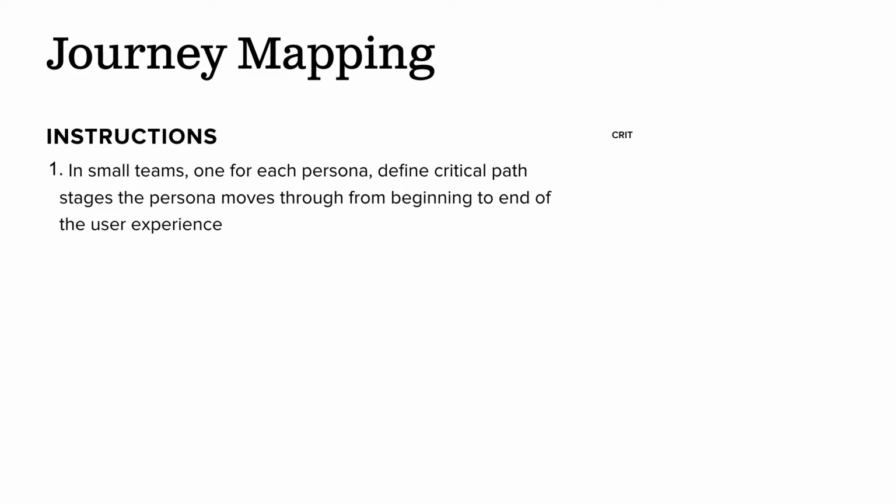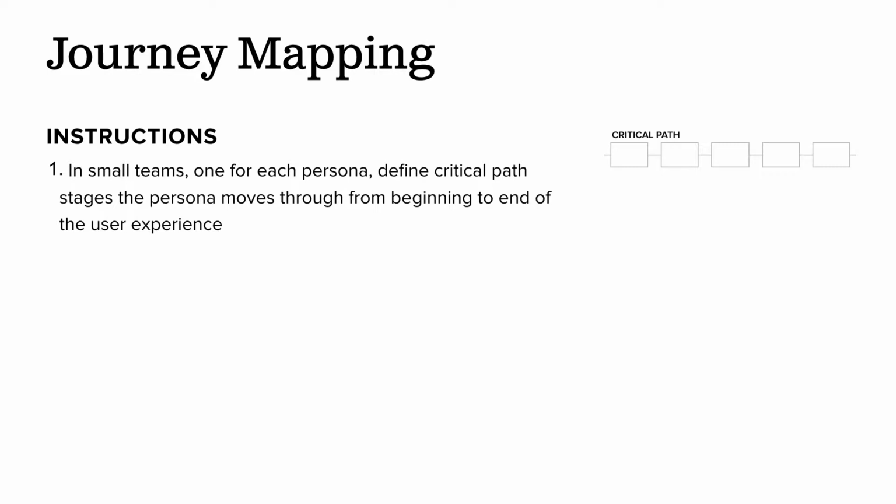The first thing to do is to define the critical path or stages the persona moves through from the beginning of the experience to the end. Remember, this is a map of the entire journey, not just the product flow. So your first stage in the critical path will probably be something more like awareness of need and not landing page number 1. Many times, different personas will have the same critical path, so this is a step that you may need to complete only once for all the personas you're doing a journey map for.